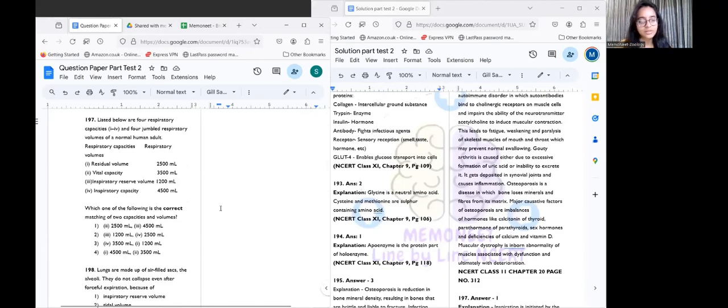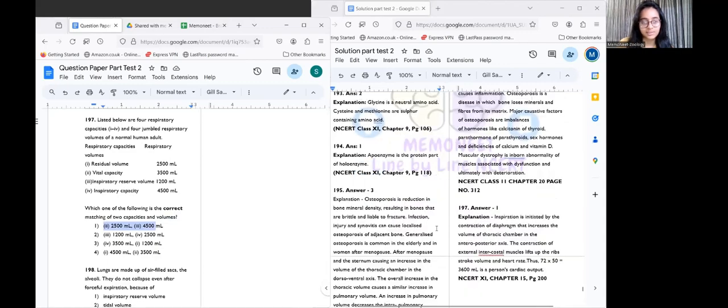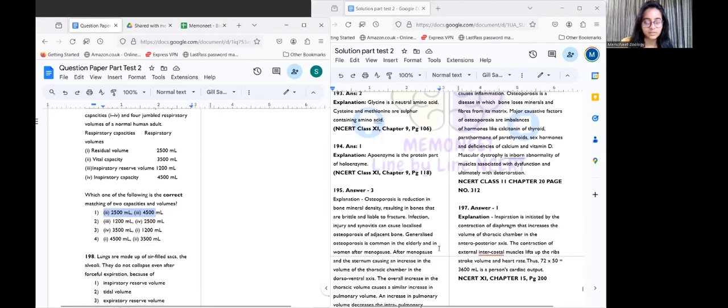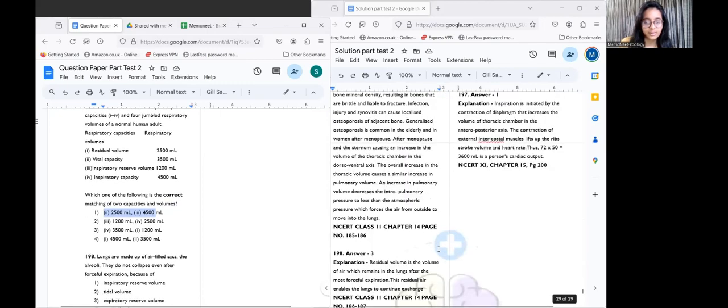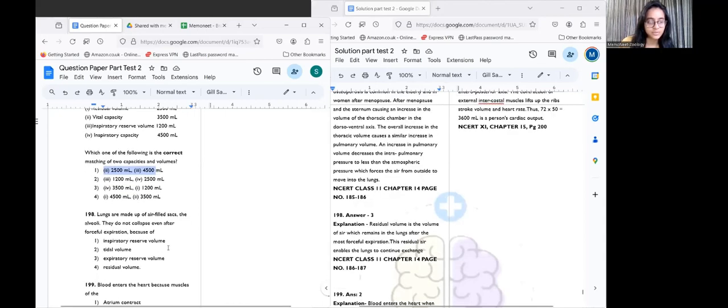For 197th question, the answer is option number 1. Also, please go to the values mentioned in the question as per the options. You can also go through the explanation mentioned over here once. Moving to the next question. The next question is the 198th question.